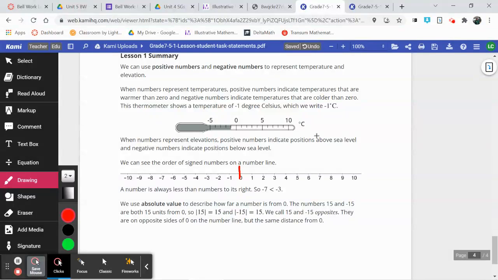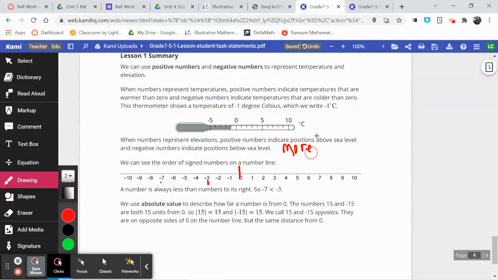When you move to the right on a number line, the numbers get bigger. When you move to the left on a number line, they get smaller. It says a number is always less than its digits to the right. That's true. So -7 is less than -3. Here's -7, here's -3. It's more to the left. More to the left is less. Good thing to write down.